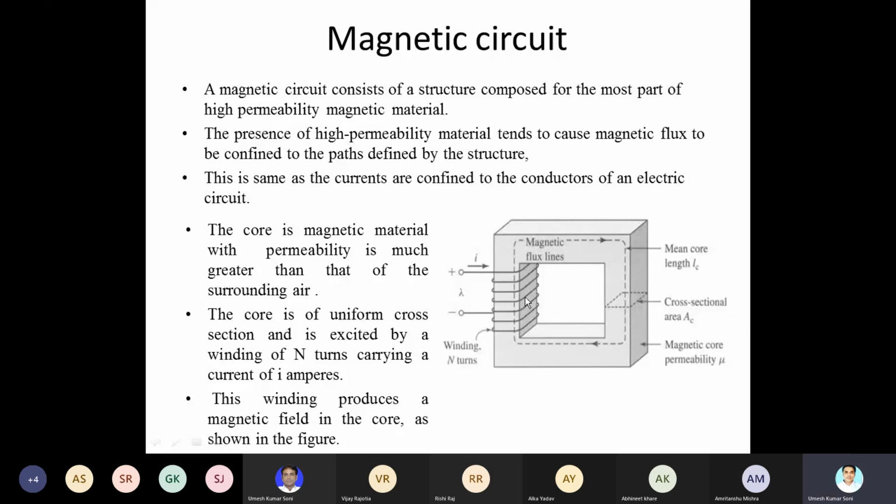Okay, so the high permeability magnetic material is here, and it has a rectangular type of core and a window there.